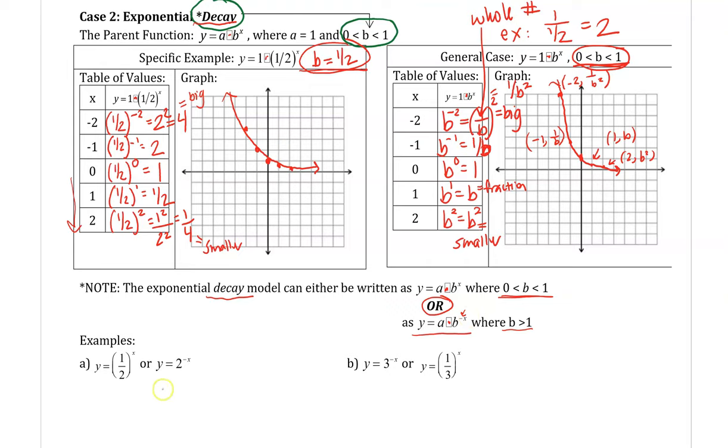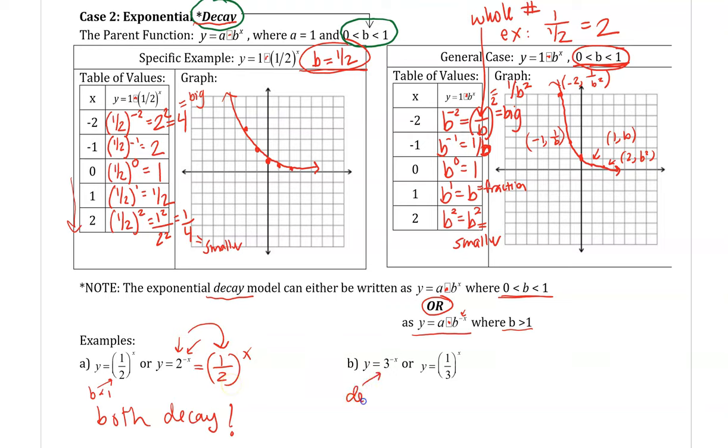So I just wanted to show you a couple examples just so you can see what I'm talking about. So this would be decay right here because b is less than 1, right? But this is also decay because 2 to the negative x equals 1 over 2 to the x. So they're both decay models. But this is just two different ways of writing them. They're basically equivalent. 1/2 to the x is the same thing as 2 to the negative x. So sometimes you'll see a base greater than 1, but if it's raised to a negative power, it's really a base less than 1.